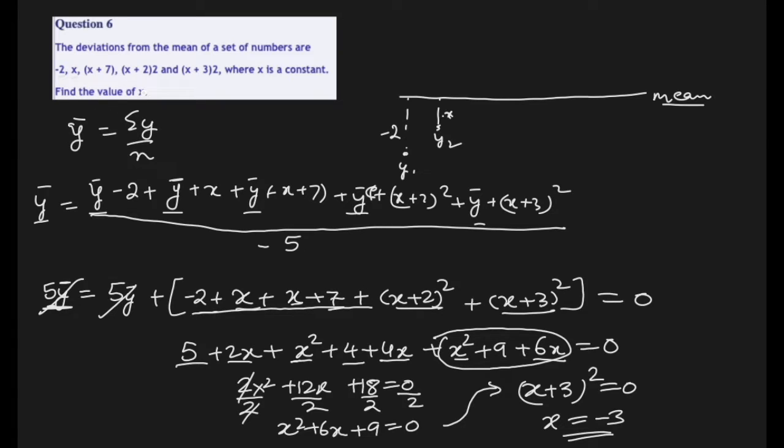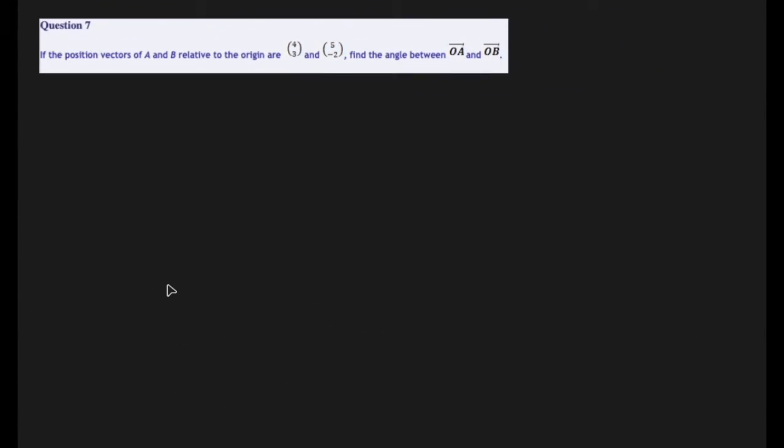They are asking us to find the value of x. Okay, let's go to the next question, which is question number 7, and it is here. If the position vectors of A and B relative to origin are this, basically position vectors are the vectors which start from origin. Let's say this is O, and here A is (4, 3). The coordinates of the head of this vector are 4, 3, and the vector is (4, 3). This is how a position vector is shown.